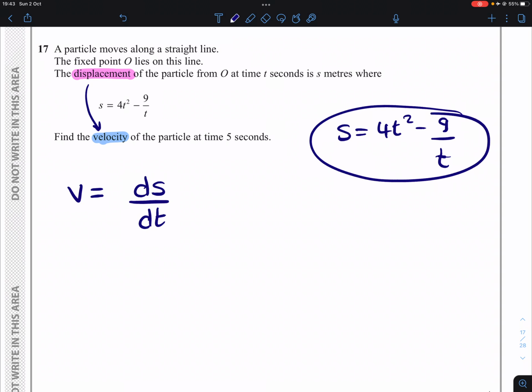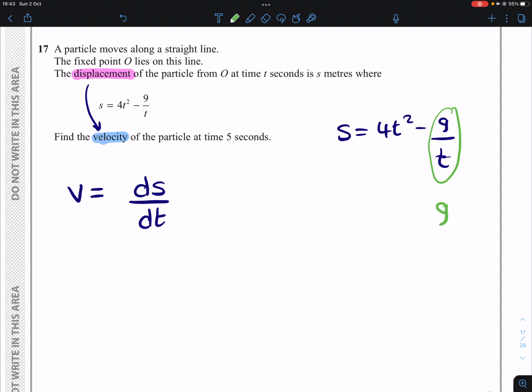However, before we can differentiate this, we need all our variables in index form. So this 9 over t is a problem that we've got to deal with straight away. We can't have letters in the bottom of a fraction if we want to differentiate. So that t needs to be brought up top, which will create a t to the power minus 1. The rest of our displacement formula remains unchanged. So we have 4t squared minus 9t to the power minus 1.